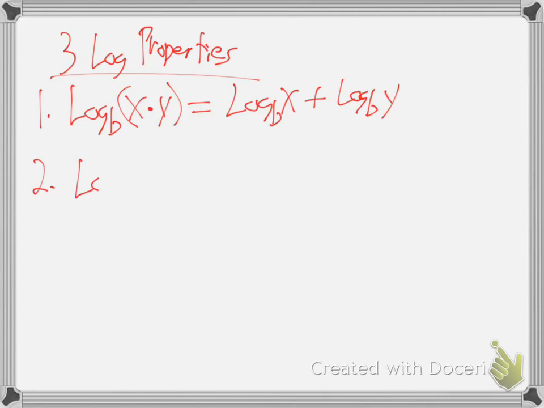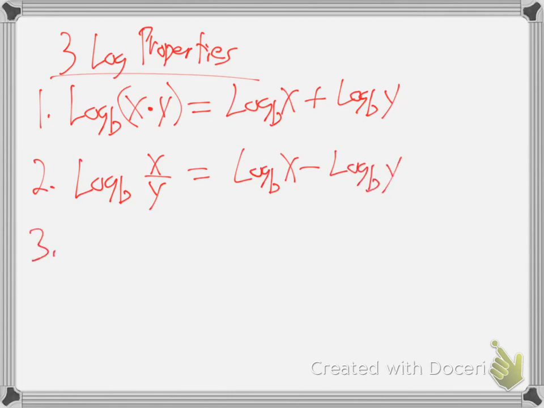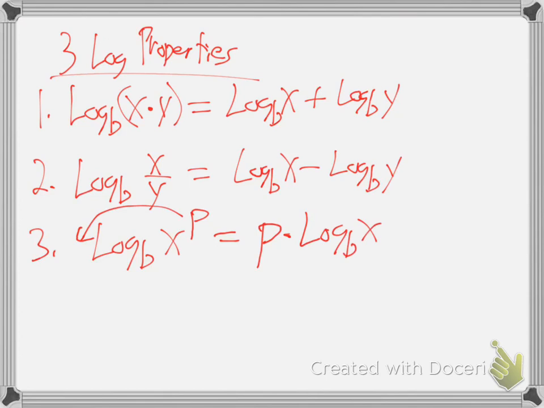And then property 2, log base b of x over y is log base b of x minus log base b of y. And property 3, log base b of x to a power. That power can come down like that. So there's the 3 big log properties. I'm going to write those on the board as well, just so we have them. We'll use them for the whole section. We could use them over and over again.